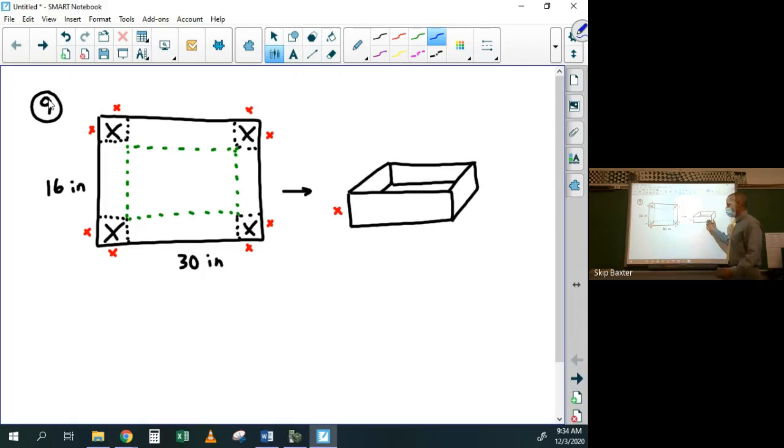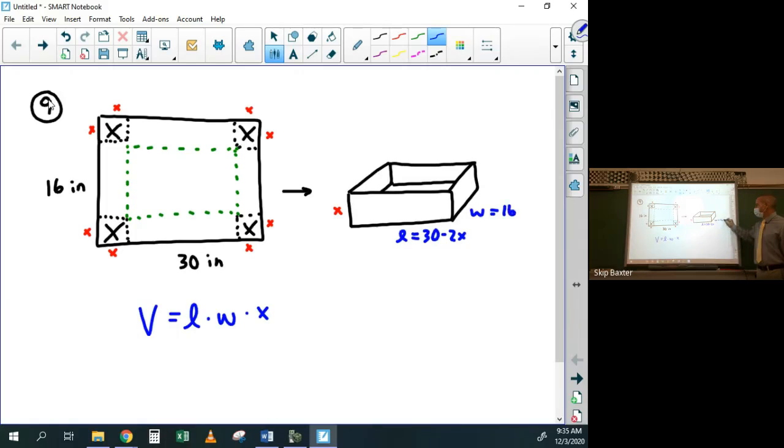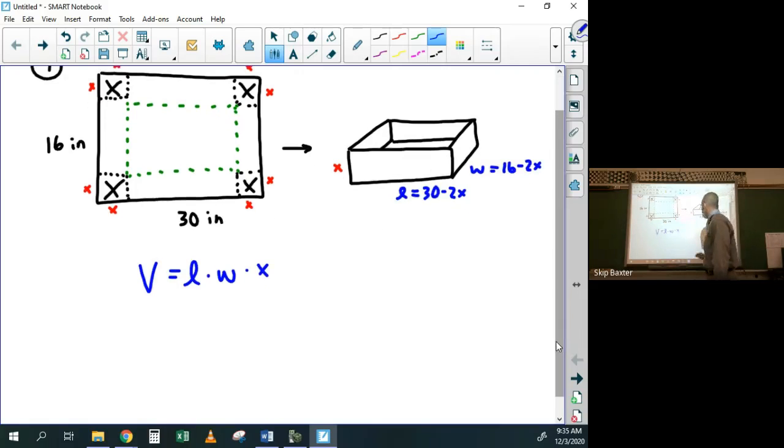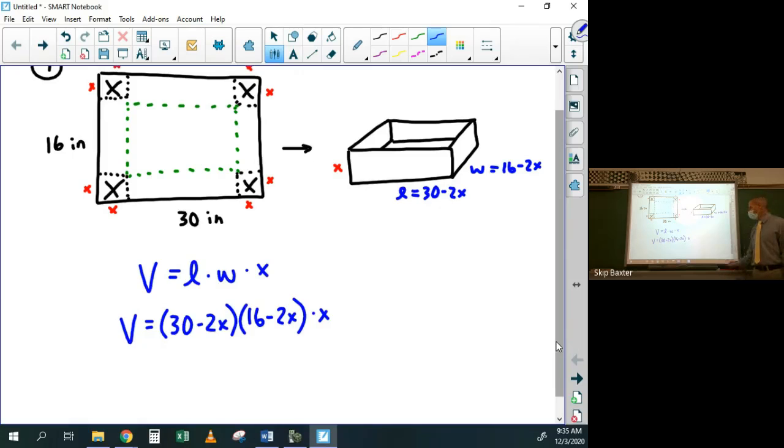So if the other dimensions are length and width, the volume of the box is L times W times x, right? Length times width times height. The next step is to use the constraints of the problem to get rid of all but one variable. Well, how can you write L in terms of x? 30 minus 2x. And W? 16 minus 2x. So this ends up being 30 minus 2x times 16 minus 2x times x. That's the function that we're trying to maximize, right?